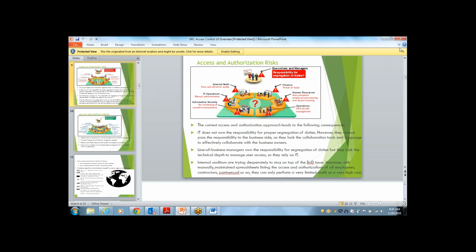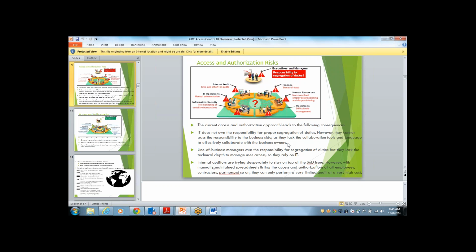You see this diagram here, you will understand it. So before our GRC, there's a big question mark here, and if you read this information also, you will understand it. The current access and authorization approach leads to the following consequences. It does not own the responsibility for proper segregation of duties. However, they cannot pass the responsibility to the business side as they lack the collaboration tools and language to effectively collaborate with the business owners. So the simple thing is, you cannot simply pass this responsibility to the business side.